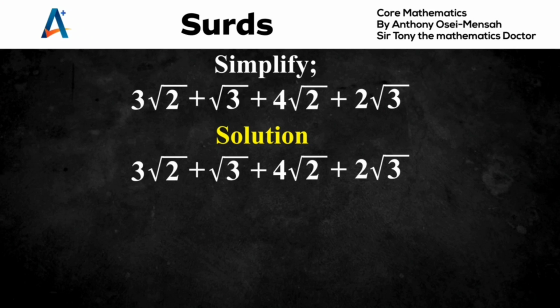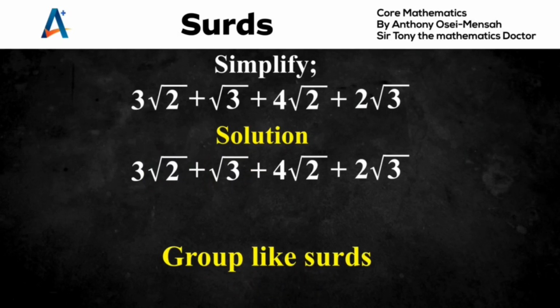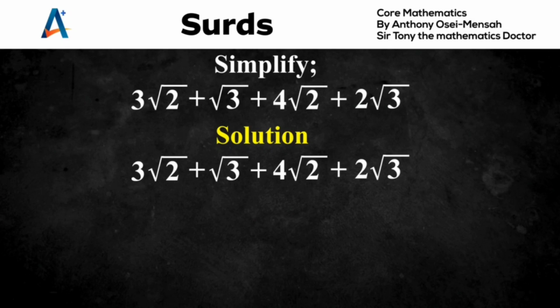Now let's check the sets. Here it is 3 square root of 2 and this is square root of 3. The square roots of the numbers are not the same. That means they are unlike sets. So we have to group like sets. And to group the sets into their like sets, I'll first of all deal with the square root of 2.